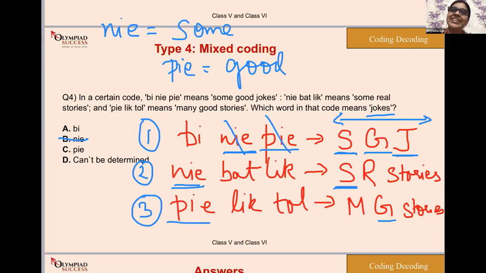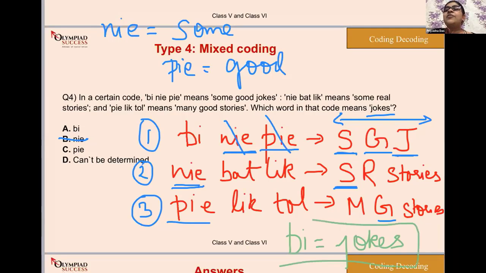What are we left with? We are left with by. So that means by will be the answer for jokes. Did you all get it, guys? The shortcut way of doing it is finding out the similar codes.